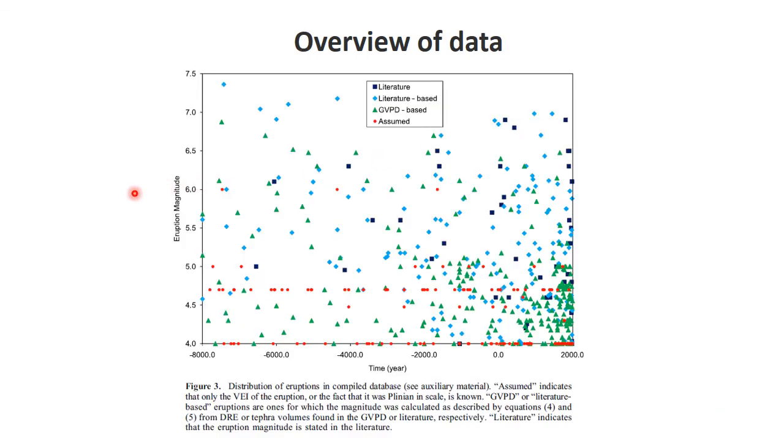Okay, so what has been done, and I refer to the paper that I cited in the beginning, is that there was this general database, the GVP database, and then more data was added to that based on a more extensive literature search, where the magnitude was reported, or based on literature where magnitudes were derived.